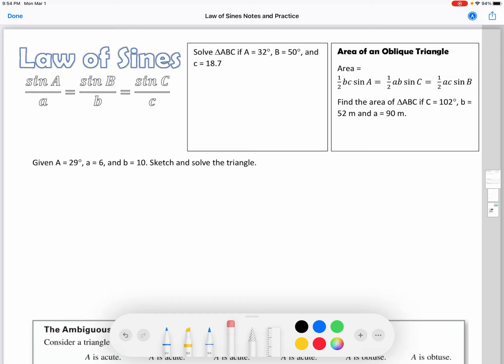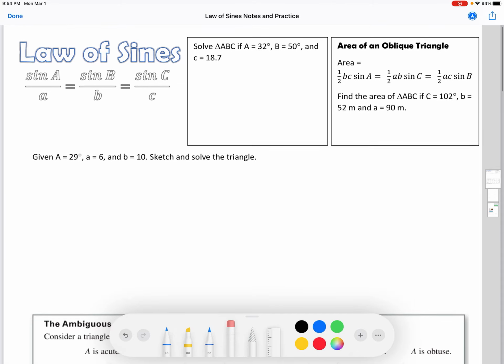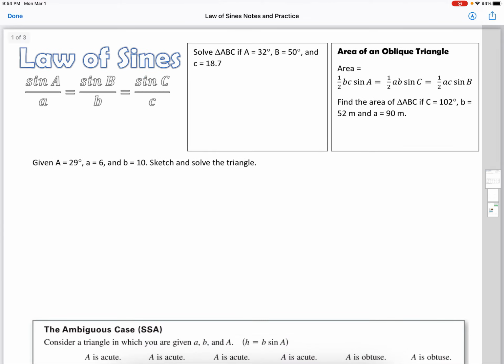Last year you learned about the law of sines, which worked for any oblique, in other words, non-right triangle. And it said that if you knew the appropriate parts, then the sine of angle A over side A is going to be equal to the sine of angle B over side B is going to be equal to the sine of angle C over side C.